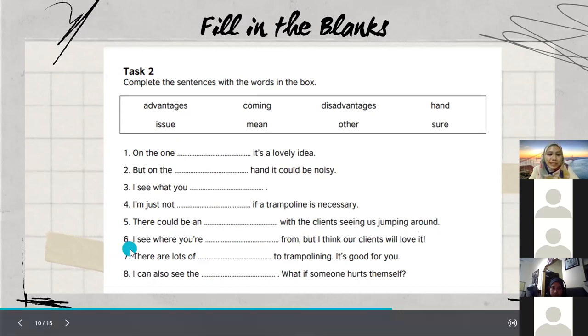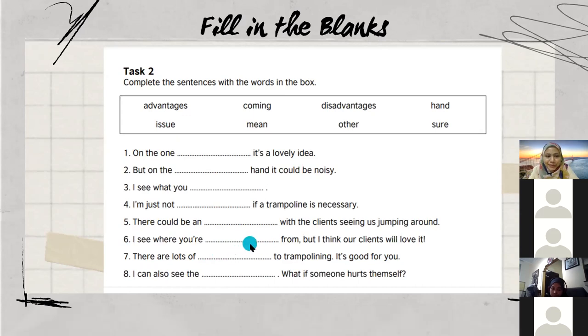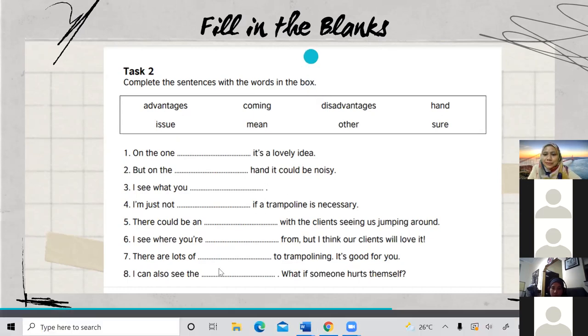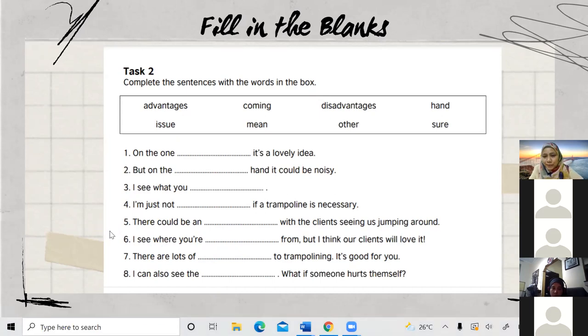Right. So number six, I see where you're coming from. Its meaning is the same as number three. I see what you mean. I see where you're coming from. Like saya faham maksud awak. So you can say I see what you mean or I see where you're coming from. But usually when you want to disagree or you want to say the disadvantage, these are the two phrases that you can use without sounding rude.